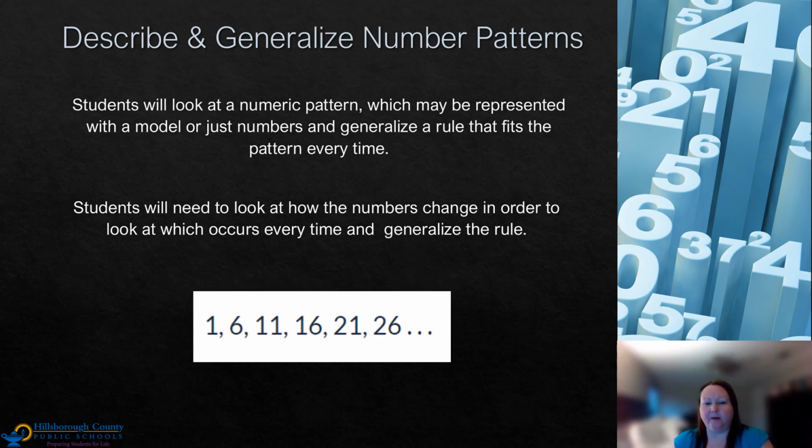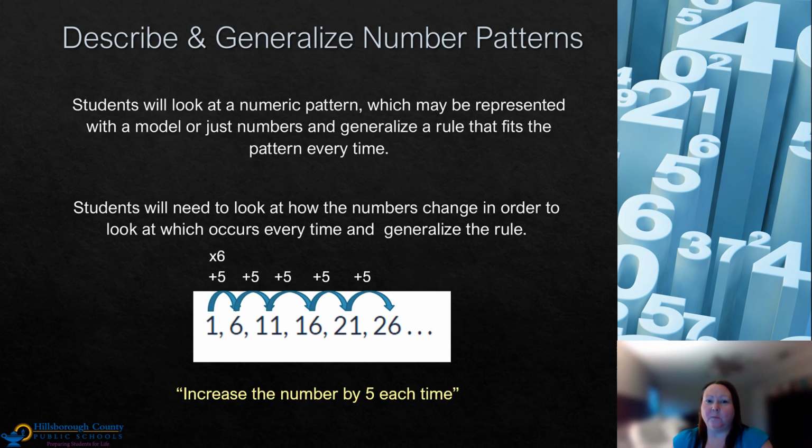We have a pattern here. So we can see that in the first one I can add by 5 and multiply by 6, but that's the only time that I can multiply by 6. Every other time was add by 5. So we can generalize that the rule is increase the number by 5 each time.